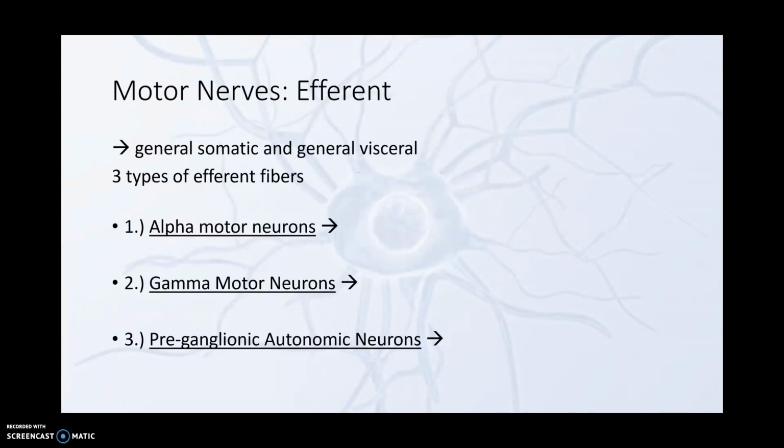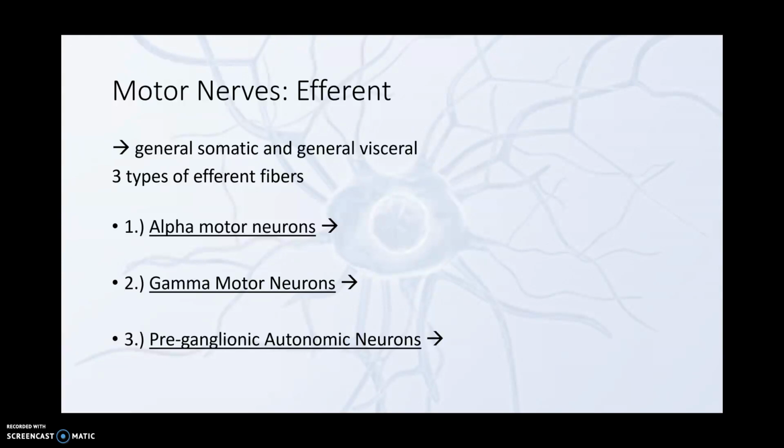Okay, so we're going to just quickly talk about motor nerves, the efferent portion. We have general somatic and general visceral. So again, somatic going to or from skeletal muscle, general visceral going to or from glands and organs. And we have 3 types of efferent fibers. Our alpha motor neurons, which go to our motor end plates, which we talked about all last lecture.